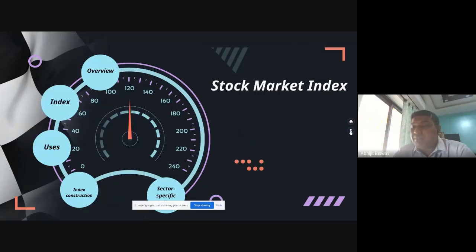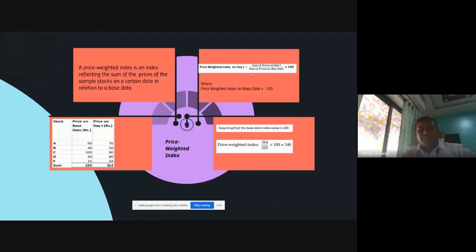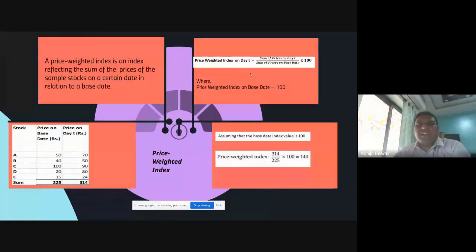Now we'll talk about different methods of index construction. So basically there are three methods of index construction. First method is called price weighted index. Second method is called equal weighted index, and third method is called value weighted index. So let us go to price weighted index. Let us first see the definition, what it is, what it means.